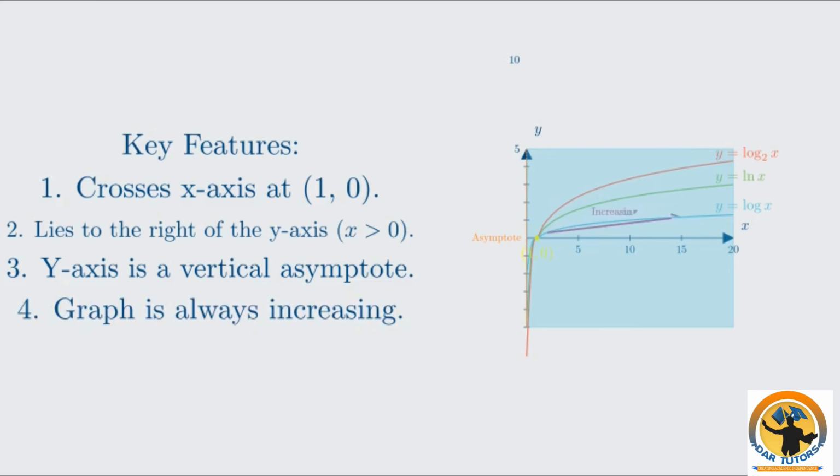Fourth, the graph is always increasing. As x gets larger, y also gets larger. This means that if you have a larger number, its logarithm will also be larger. You might also notice that the graphs are reflections of exponential graphs across the line y equals x. This is because logarithmic functions are the inverse of exponential functions. We'll explore this relationship in more detail in a later chapter.